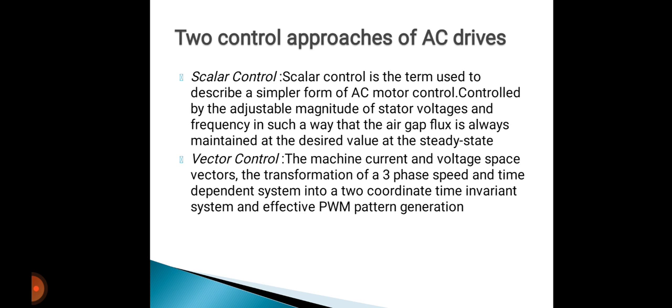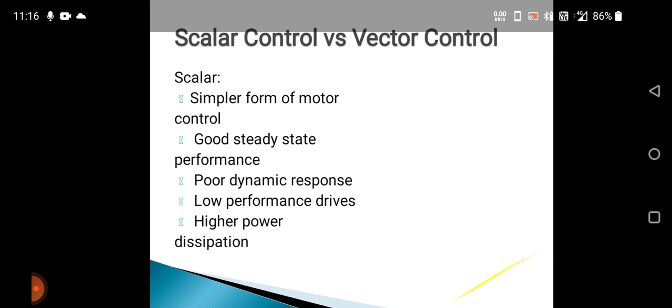There are two control approaches for an AC drive. The first is scalar control, a term which describes a form of AC motor control by adjusting the magnitude and frequency of the stator voltages in such a way that the air gap flux is always maintained at the desired value in the steady state. In vector control, the machine's current and voltage space vectors are transformed from a three-phase speed and time dependent system into a two-coordinate time invariant system, which is effective in pulse width modulation pattern generation.